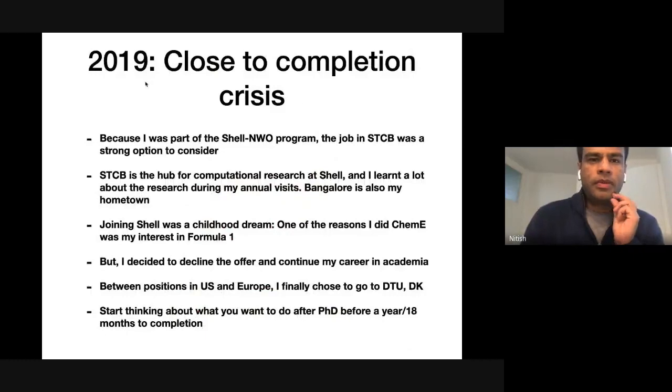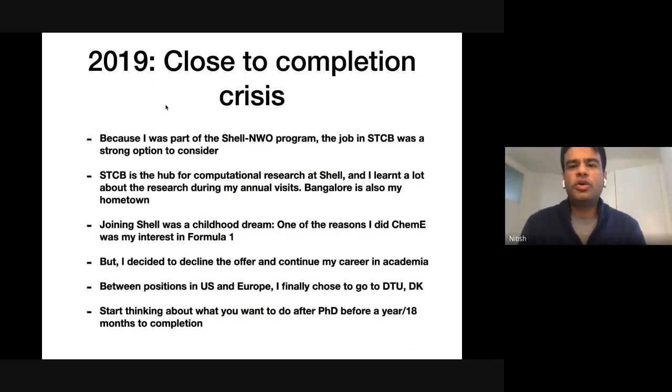So close to the end of my PhD, I think close to the end of anyone's PhD, you would have a crisis as to what you would want to do right after you finish. In my case, because I was part of this Shell program, I had this job in Shell Technology Center in Bangalore, which was a strong option that I could consider because it was the computational hub for Shell, and I learned about a lot of the research that was going on during the annual visits that we had. And the fact that it's in Bangalore is really good for me because Bangalore's my hometown.